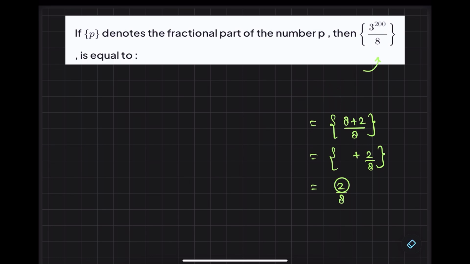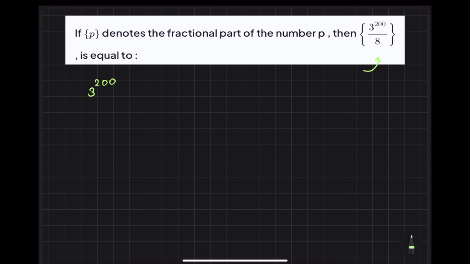So can I write this question as, on the numerator I will be writing the remainder, and on the denominator I'll be writing 8. You got my idea? So this is also asking about remainder. So the point is 3 power 200 is divided by 8 and you have to find the remainder. Clearly you can see that the numerator is smaller than the denominator. So what do we have to do?